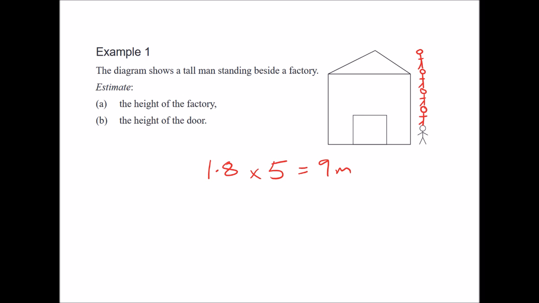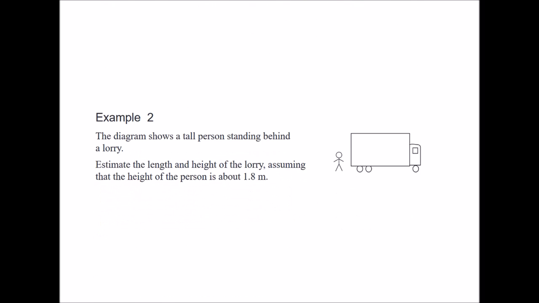The height of the door, well, that door is approximately, I reckon, 1.5 people. So if we do that standard size of a man at 1.8 again, and we multiply by 1.5, we're going to get 2.7 meters. So I think that door is approximately 2.7 meters.